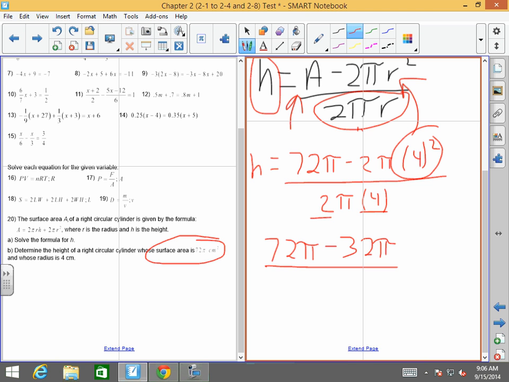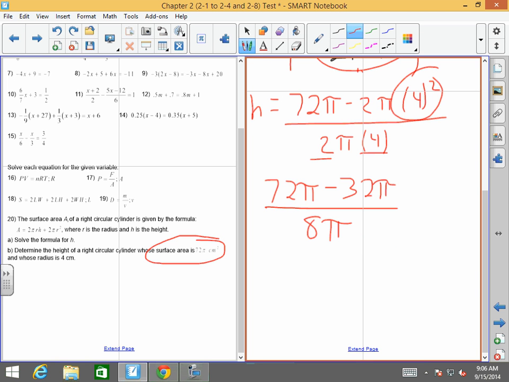No, 2 times 4 is not 1/2. It's 8 pi. Now, guys, did I not teach you guys how to add like terms? Aren't all the pi's here like terms? So what is 72 pi minus 32 pi? 40 pi. Divided by 8 pi. The pi's cancel. 40 over 8 is 5 centimeters is the answer.